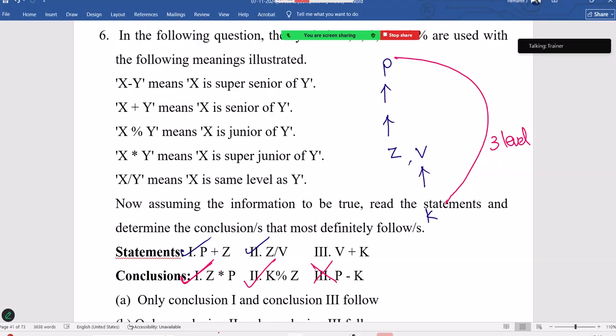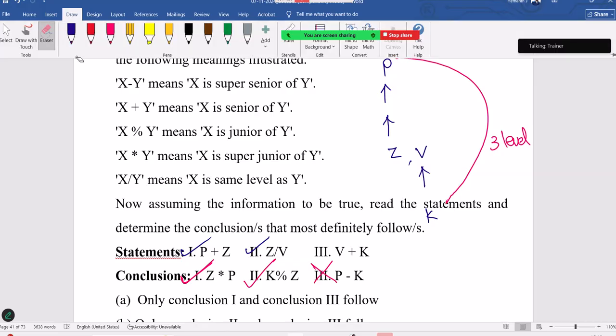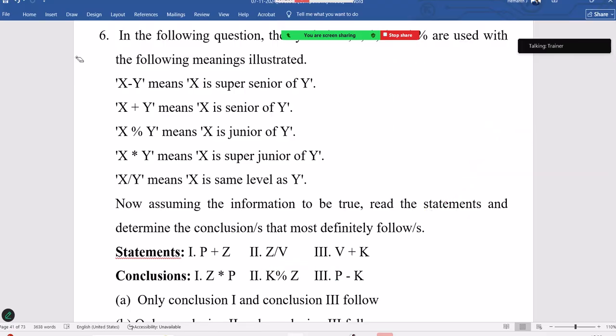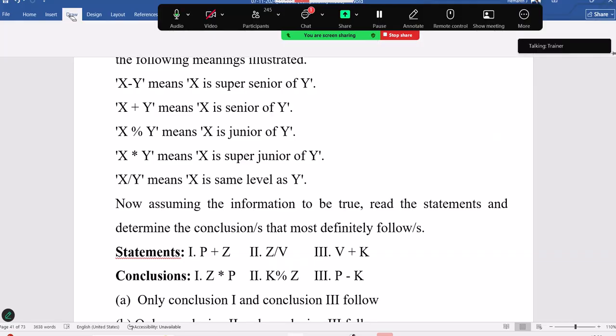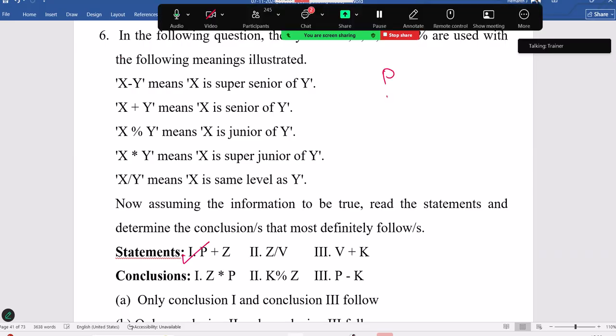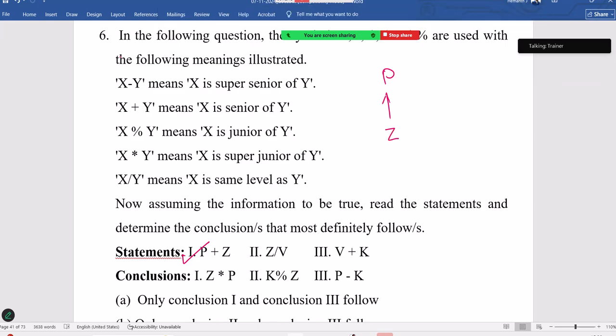But what is wrong here is I analyzed in a different way. The statement is different. I drew a different diagram. So that's what is wrong here. The first statement is P plus Z. It's not super senior, senior only. P is senior of Z, only one level. Z by V, Z and V are same level. V plus K, V is senior of K. So this is one level only.